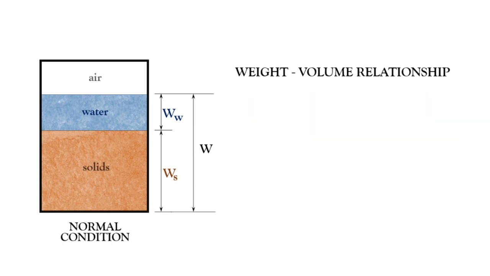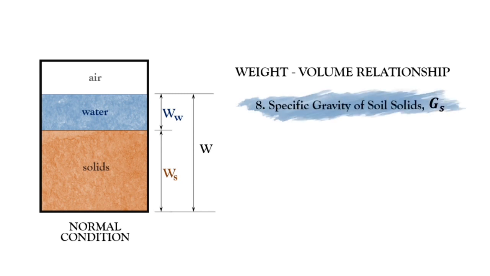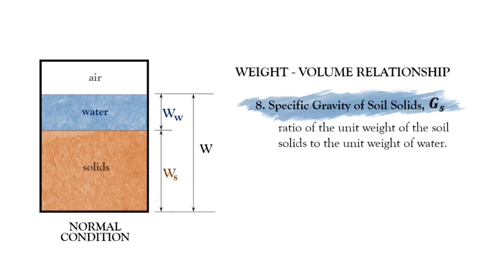weight-volume relationship natin, meron tayong tinatawag na specific gravity of the soil solids. So, solids lang ang pinag-uusapan. So, this is the ratio of the unit weight of the soil solids to the unit weight of the water. So, same formula, medyo nagbago lang dahil kung gusto mong malaman yung specific gravity ng soil solids, then kailangan mo ng unit weight or density of the soil solids. I-divide mo na lang siya sa reference natin na water. So, ito yung formula para sa specific gravity of the soil solids. So, pwede ka rin gumamit ulit ng density.